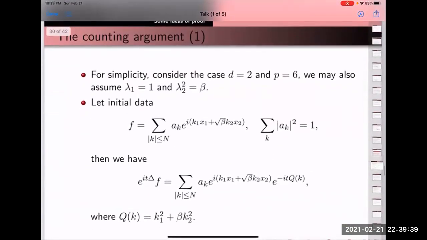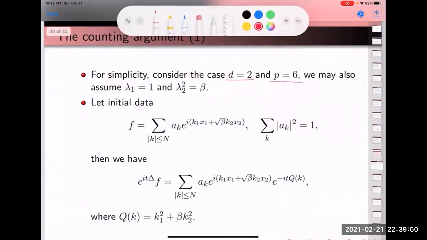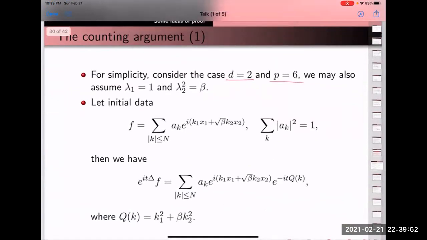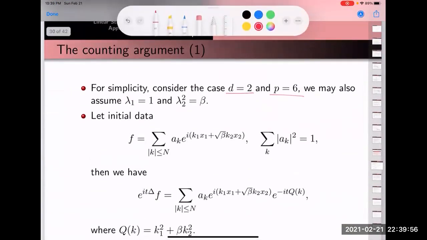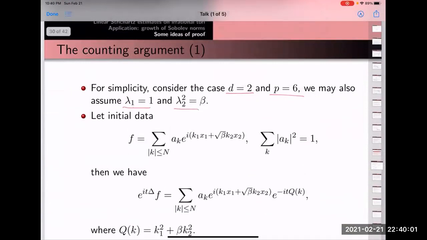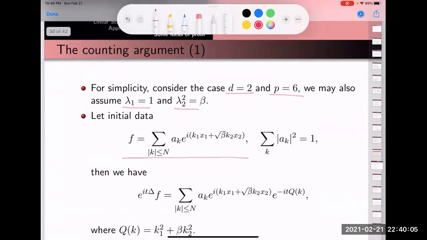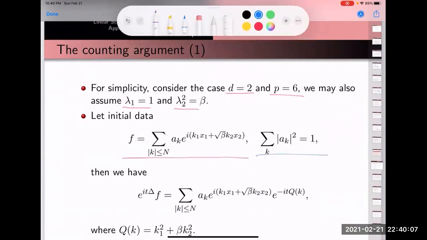So in order to prove the results, let's say we look at the case of the long-time Strichartz estimate in 2 dimensions, and let's say for p equals 6, the L6 Strichartz estimate. The idea is that you set the parameters lambda1 equals 1, lambda2 squared equals beta. Again, the initial data is given by a Fourier series with L2 norm being 1.